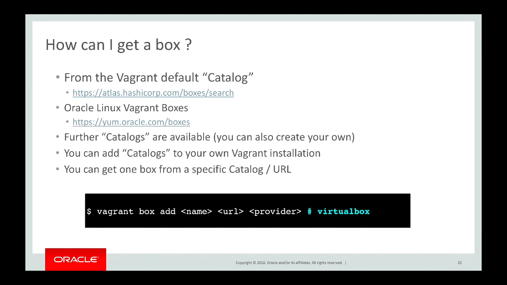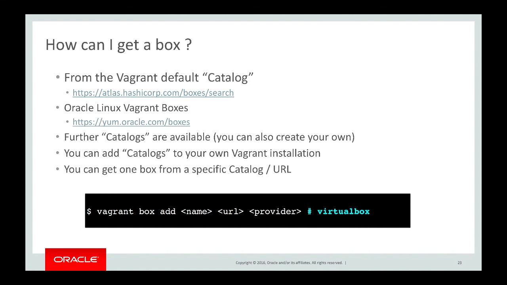Between them, we can mention the official catalog from HashiCorp, the company that actually owns the Vagrant project, or also the Oracle Linux Vagrant boxes catalog, available on our YUM website. With Vagrant, you can manage catalogs for your own installation and, if needed, configure more than one catalog. You also have the option to create your own catalog, or if you prefer, get a Vagrant box by specifying the URL where it resides.